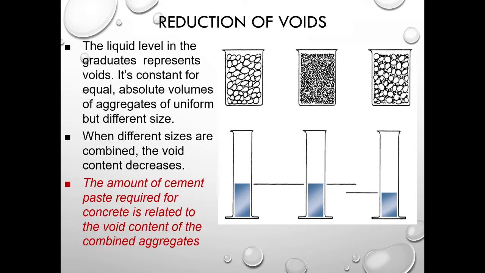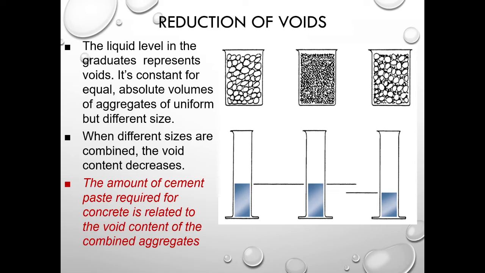However, if you take aggregate that is well graded, it consists of coarse aggregates, medium-sized aggregates, fine aggregates. In other words, it has a good distribution of all sizes. The smaller particles fill in the voids between the larger particles, thereby the voids are reduced. If you put water into the beaker, you would have a lot less water. So you can see that the liquid level in the graduates represents the voids.